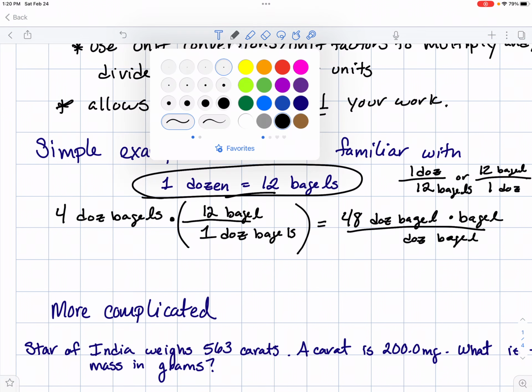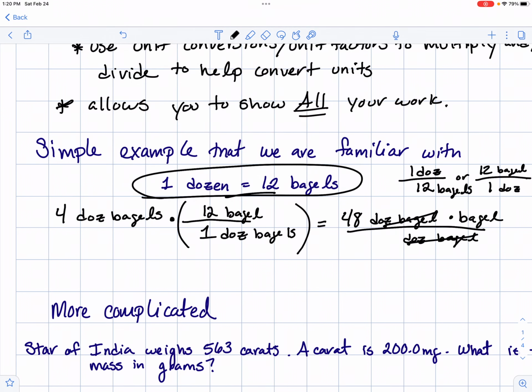So when I look at this, my dozen bagels cancels, and I'm left in just bagels. So then I'm going to erase all of that, and I'm going to write just the unit that I'm left in, which in this case is bagels. So 4 dozen bagels is equivalent to 48 bagels.